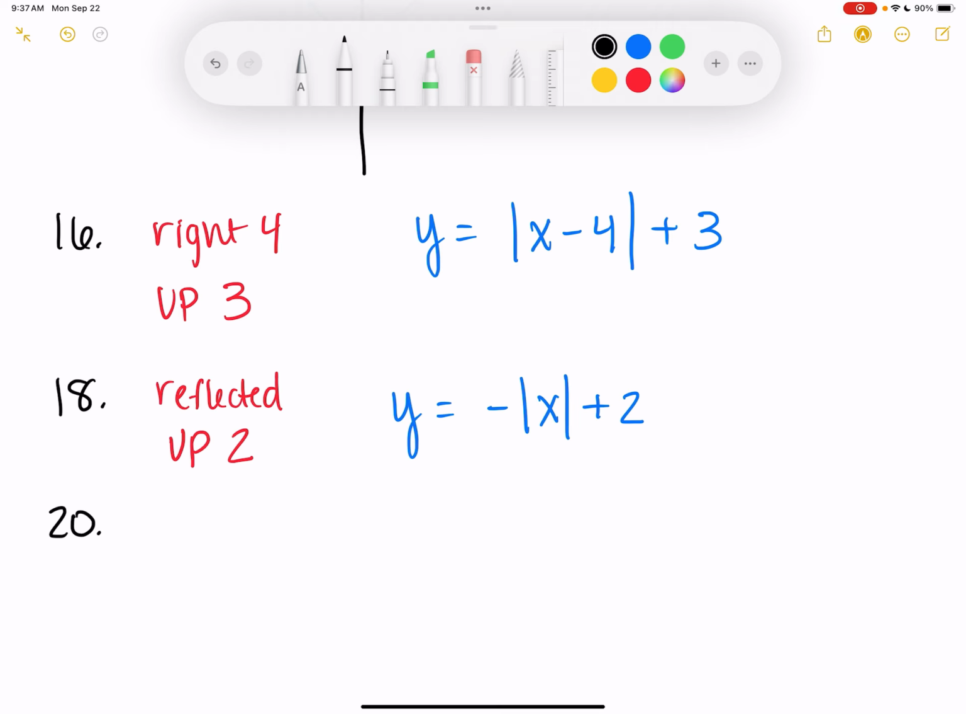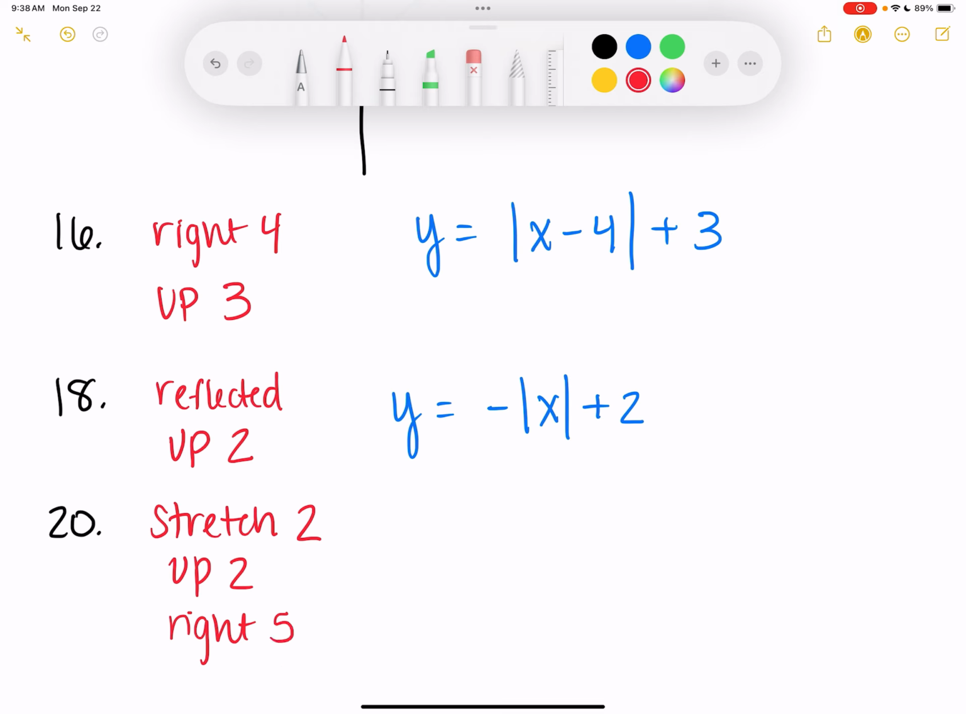So this one then I know is going to have a stretch of 2. That would be what's going to go in front of my absolute value in a second. But what else is happening to this graph? Up 2, and there's something else. Yep, right 5. It's 20.